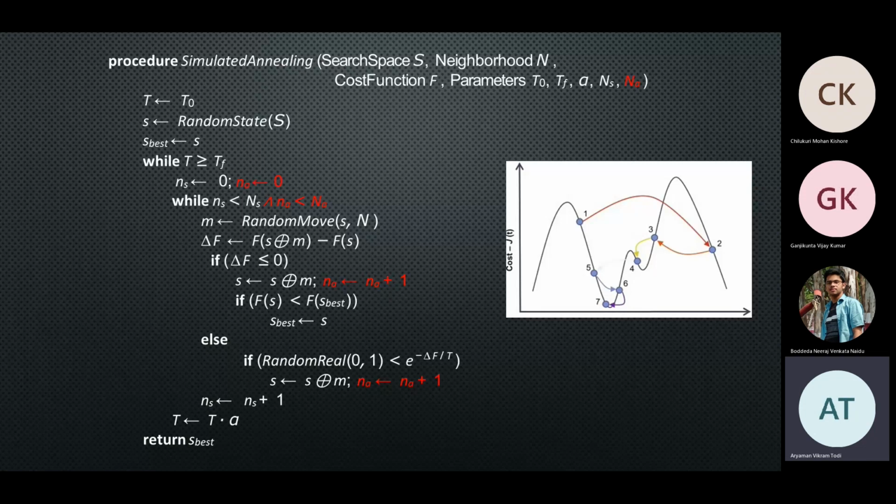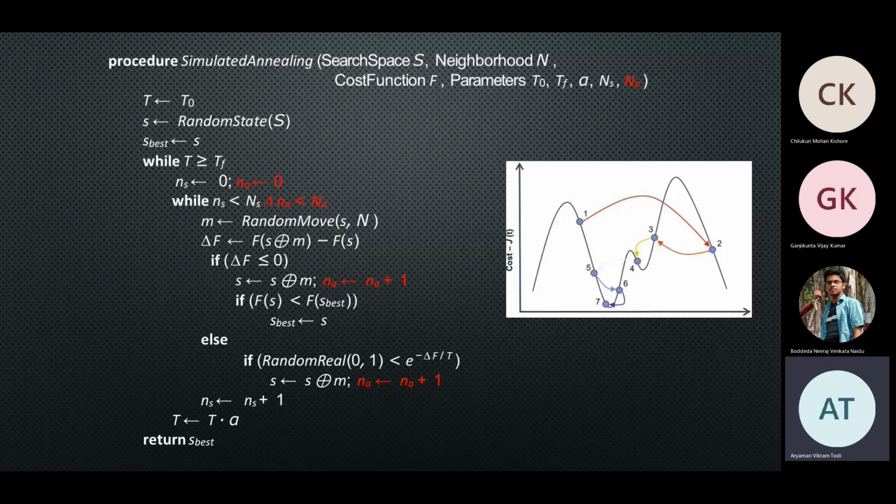So we initialize T as T0, select a random solution, and assign that to be our current best. Now, while the temperature T is greater than the final temperature, our loop variable ns runs through each value up to Ns. We pick a random move and look at the change in the energy. If that change is negative, we always accept it, and that is our current best. If not, we pick that move with a probability equal to e to the power minus delta f by t. Then we update our loop variable and decrease the temperature by a factor of alpha.